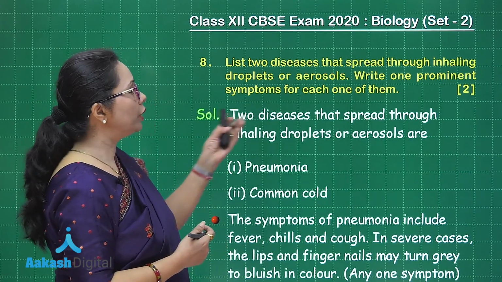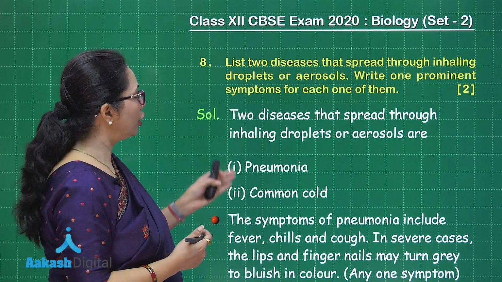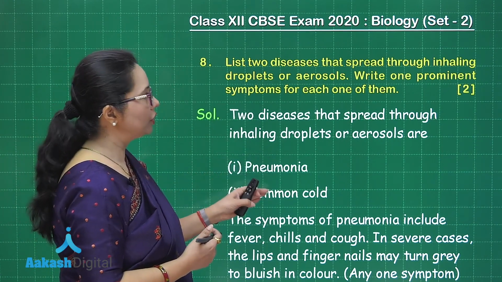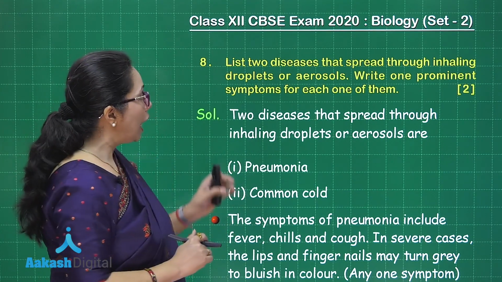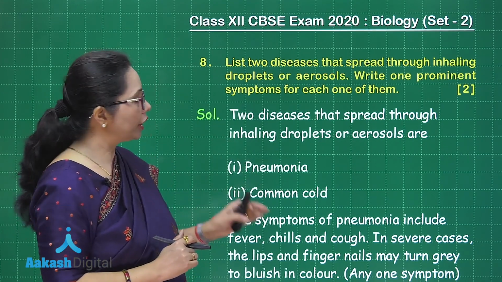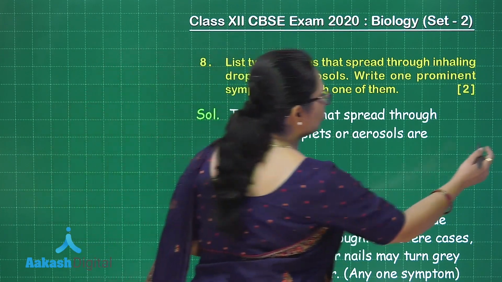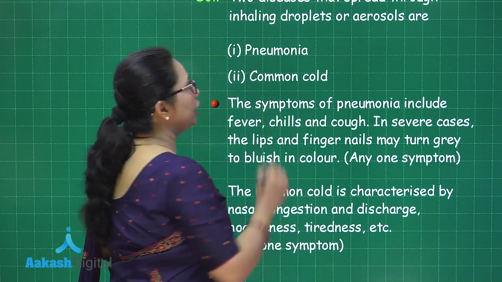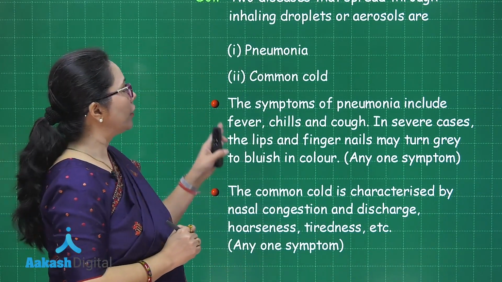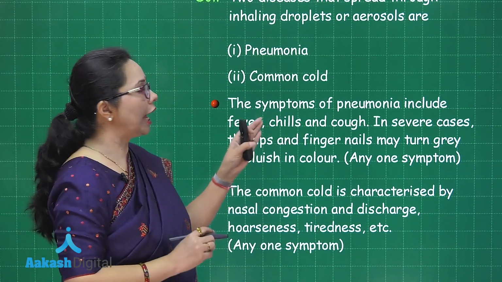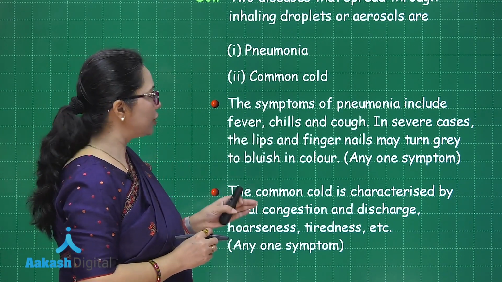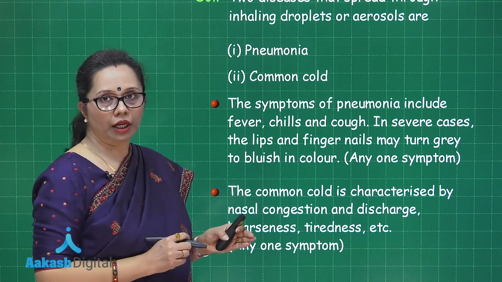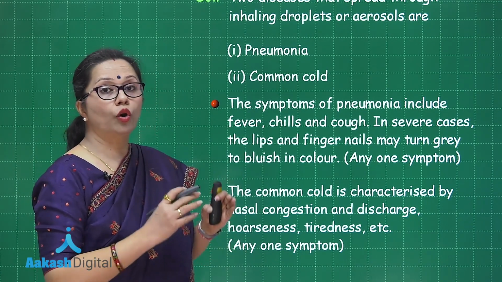So here 2 diseases that spread in this method are pneumonia and common cold. Now this much of the answer will fetch you 1 mark. Now moving on to the symptom for each one of these diseases. So first one for pneumonia. Now in case of pneumonia, there would be fever, chills and cough. In severe cases, the lips and the fingernails turn grey to bluish in color because of insufficient oxygen.